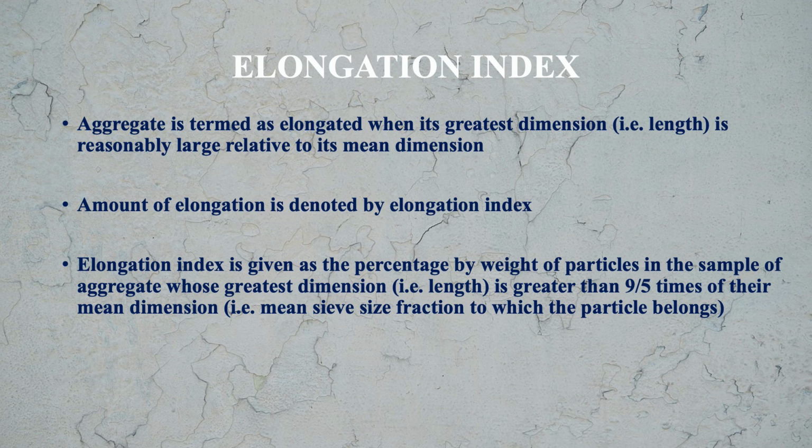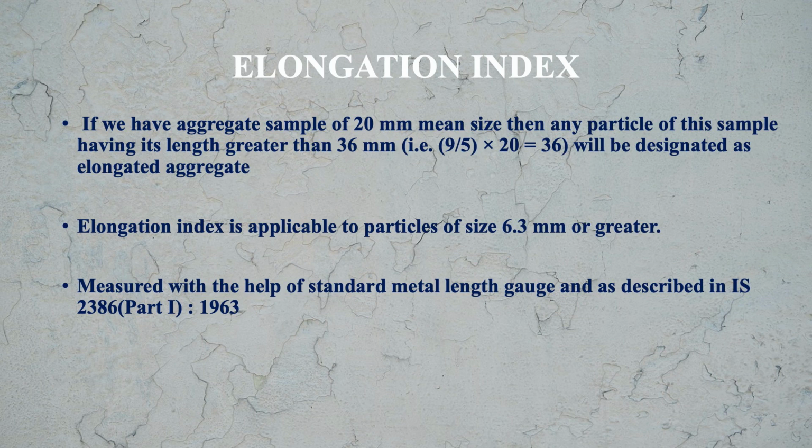For example, if we have aggregate sample of 20 mm mean size, then any particle of this sample having its length greater than 36 mm. How we get this 36 mm? That you will be multiplying that 20 mm, that mean size, by 9 by 5, then we get the 36 mm. So that way any particle having length greater than 36 mm will be designated as elongated aggregate.